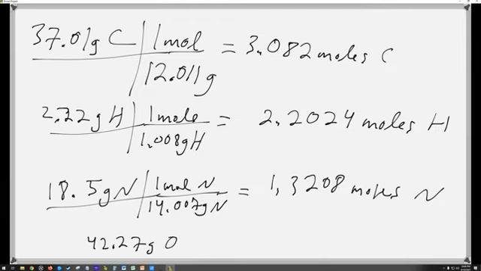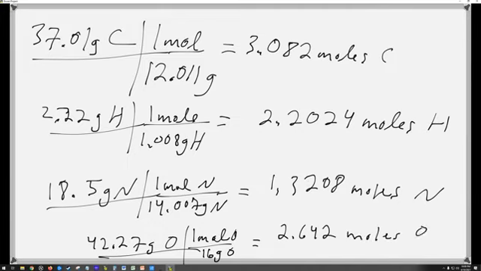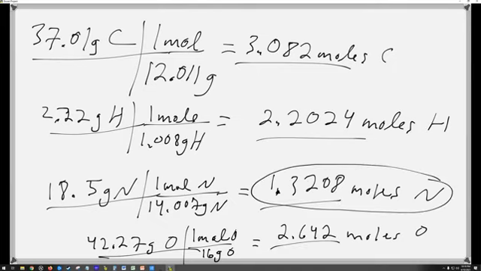All right, last one is 42.27 grams of oxygen. And we're going to divide that by 16 grams of oxygen, which is the molar mass of oxygen. And the result there is going to give us 2.642 moles of oxygen. I'm running out of room here. Okay, so let me double check my numbers. Everything looks good. That looks like a comma, but that's a period, a decimal. Okay, so we're going to look at these 4 numbers. And which one's the smallest? Looks like this one's the smallest.